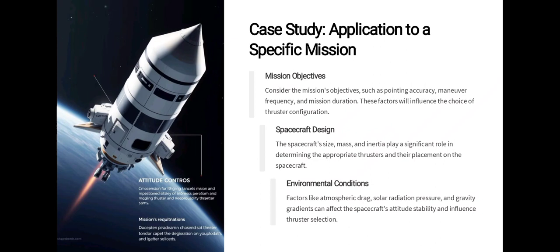Environmental conditions. Factors like atmospheric drag, solar radiation pressure, and gravity gradient can affect the spacecraft attitude stability and influence thruster selection.